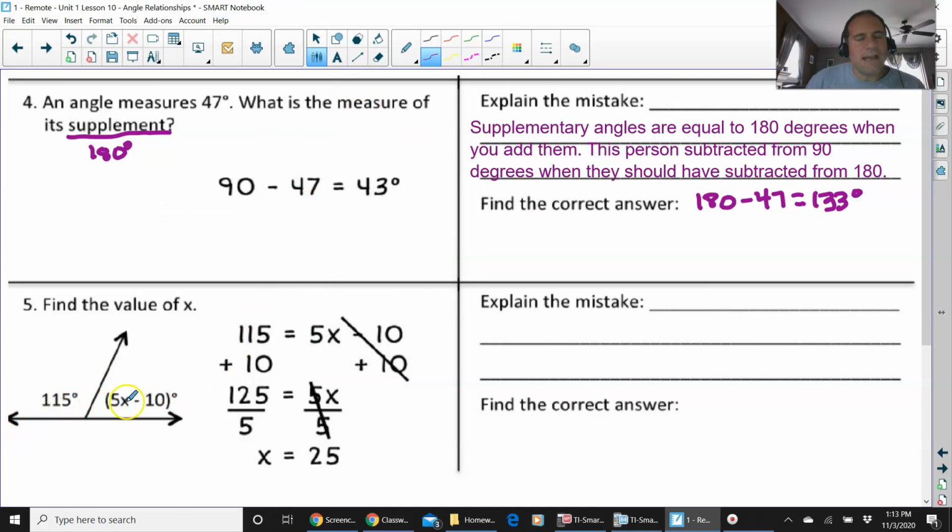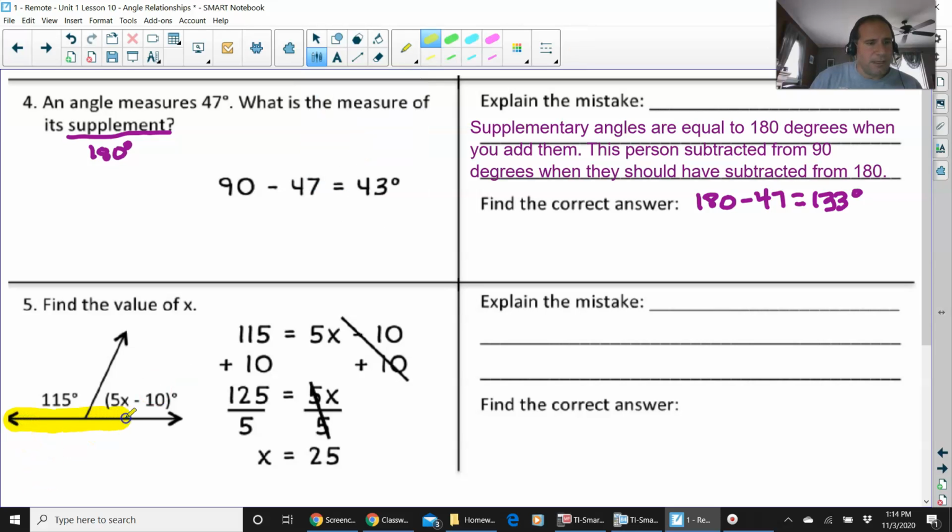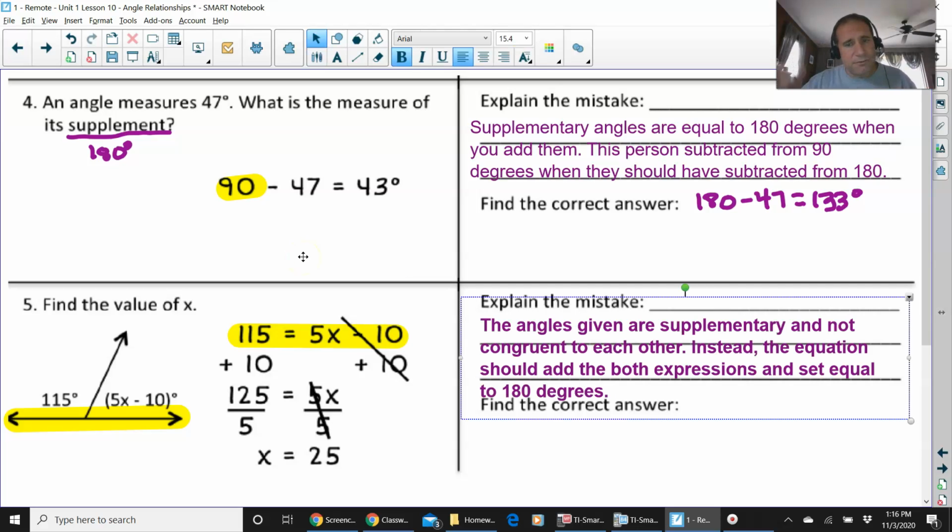Let's take a look at what happened with number 5. Again, here is a straight line. These are supplementary angles. What did they do wrong? Right there, they basically set them equal to each other. You know these angles are not equal to each other. One's acute, one's obtuse. So the angles are supplementary and not congruent to each other. Instead, the equation should add both expressions and set them equal to 180 degrees.